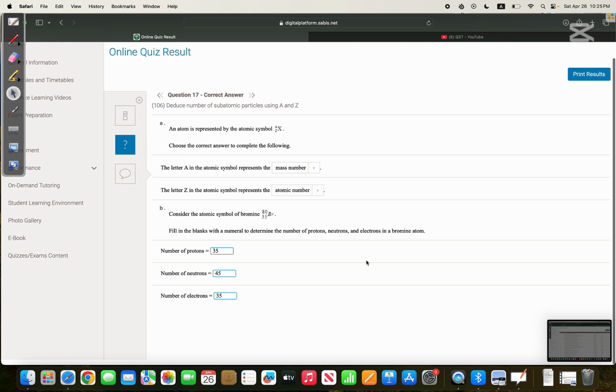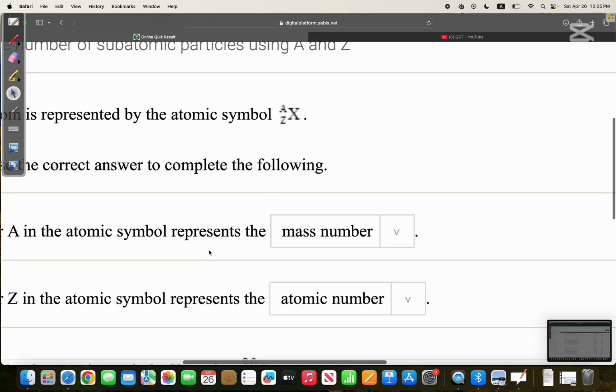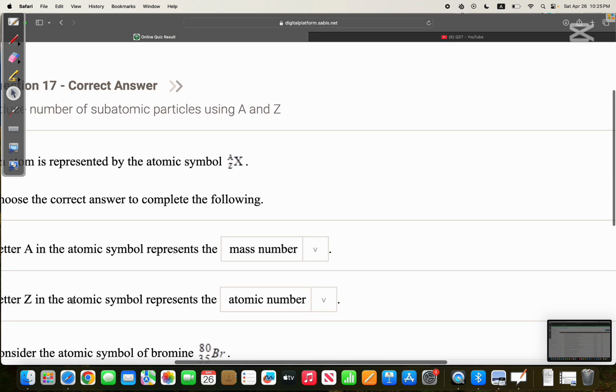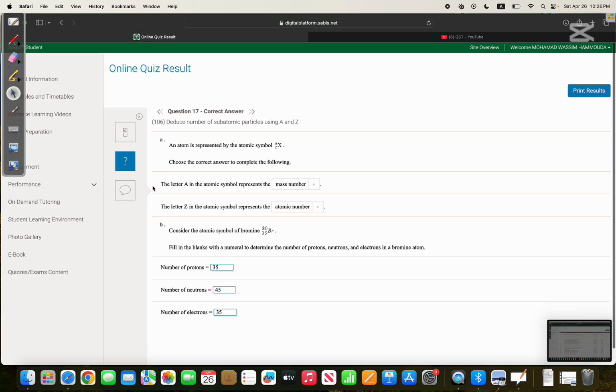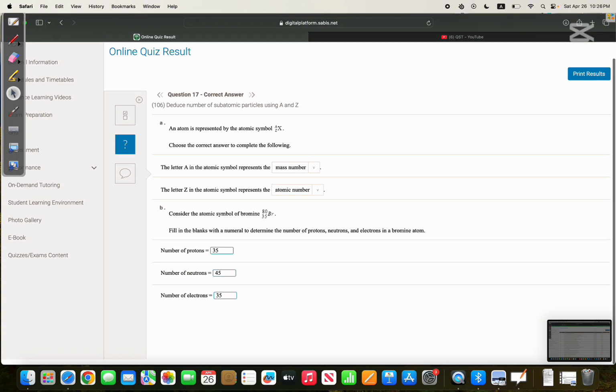An atom is represented by the atomic symbol A Z. Choose the correct answer to complete the following. The letter A, which is at the top in this case, is the mass number. The letter Z in the symbol is the atomic number, which is the number of protons.